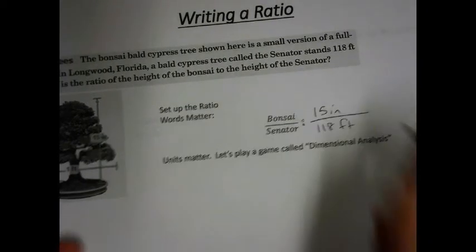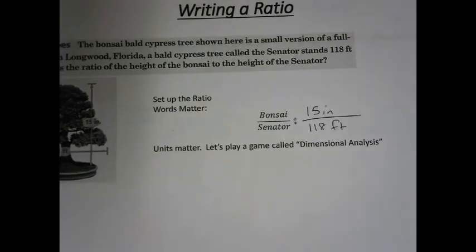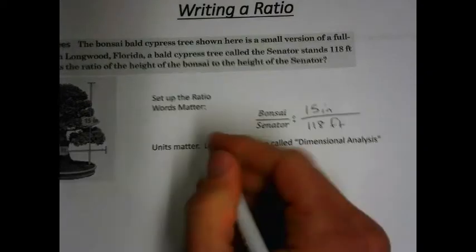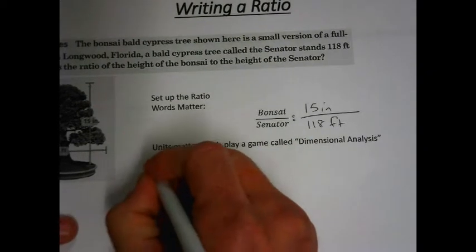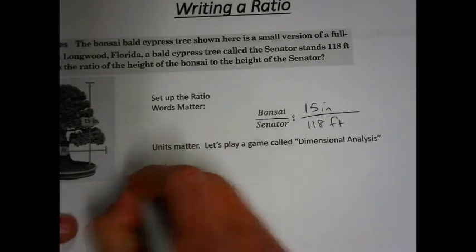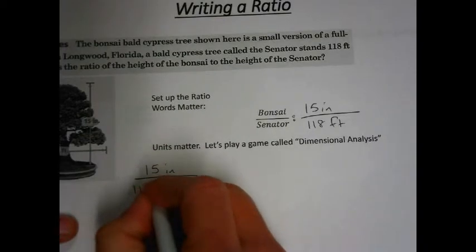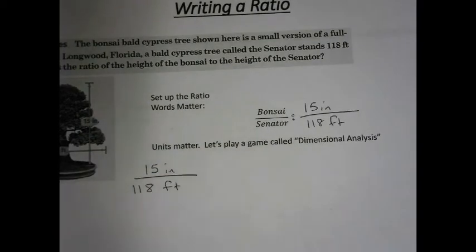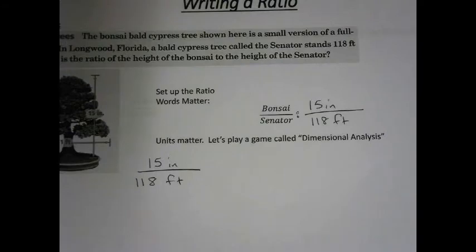So we have our setup. This is our ratio. It's 15 inches to 118 feet. Now we're going to play a game called dimensional analysis, and that is used to convert. When we talk about dimensional analysis, we use this to convert units of measure. So what are the units of measure we're looking to convert here? We have inches and feet that we're playing around with, and we want to make sure that we're using the same units of measure.